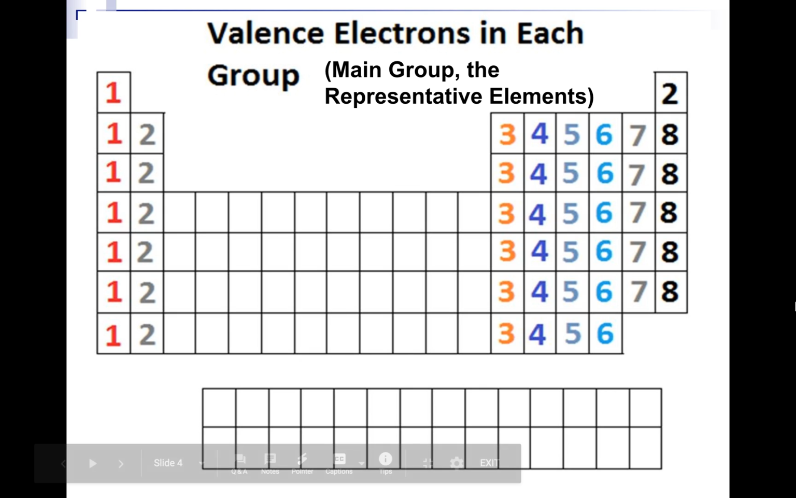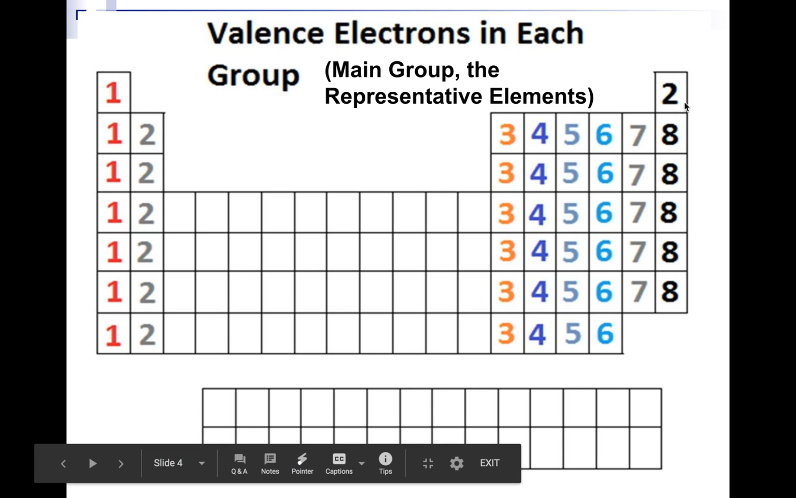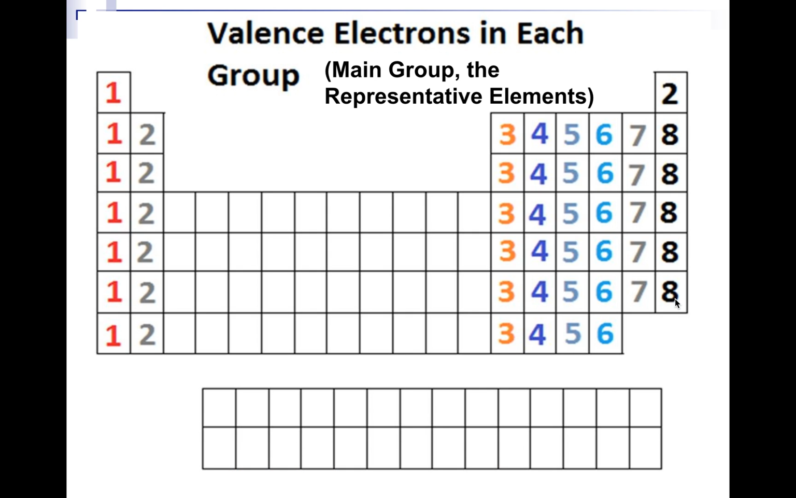The one exception is helium with only 2 electrons, but that is a full valence. The rest of the noble gases have 8 valence electrons, which is the goal of all atoms. They all want to get to 8. That's the octet rule. The main group elements are called the representative elements, and those are the ones you can predict the valence electrons by looking at the periodic table groups.